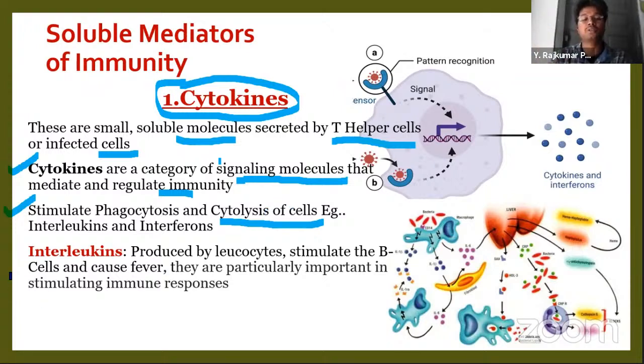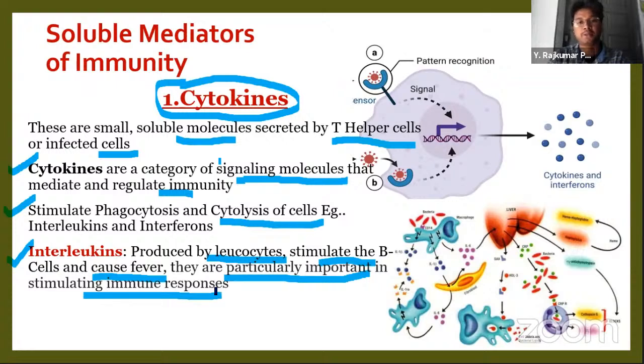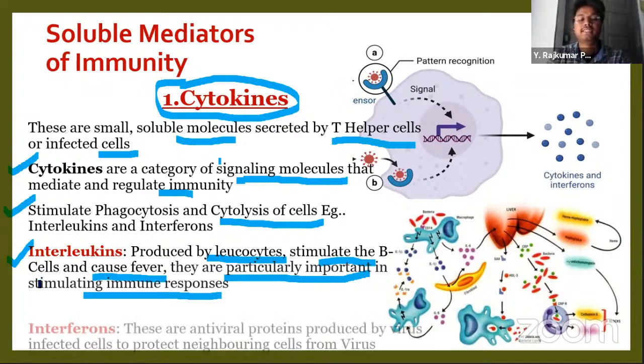Interleukins are produced by leukocytes. Leukocyte means WBC, and they stimulate B lymphocytes and cause fever. They are particularly important in stimulating immune responses. They cause fever so that our body temperature increases, and due to the increase in temperature, some microorganisms also die.